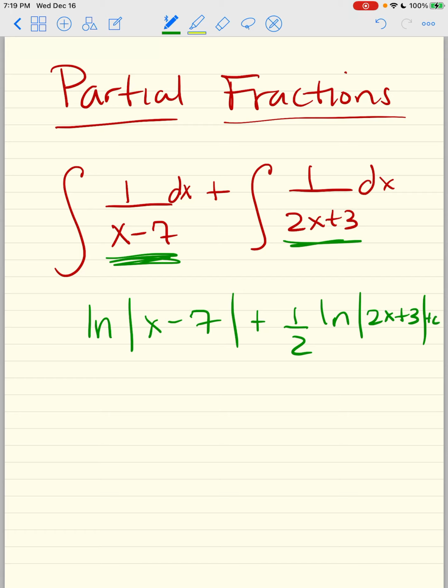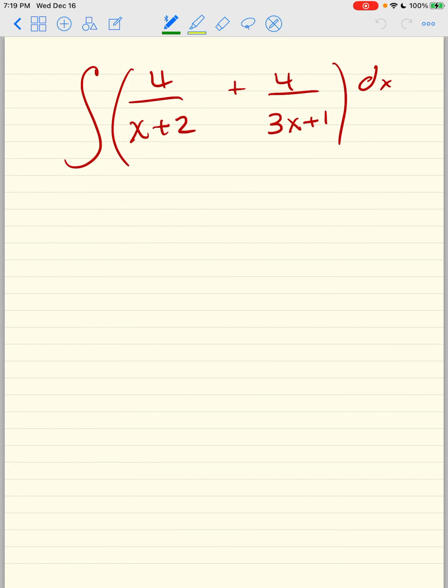I just avoided doing a full u substitution. Anytime you have 1 over x to the first with any number in front of it, it's going to be a natural log, and then you're going to divide by the derivative of the basically the base of the natural log. So let's take a look at another one.